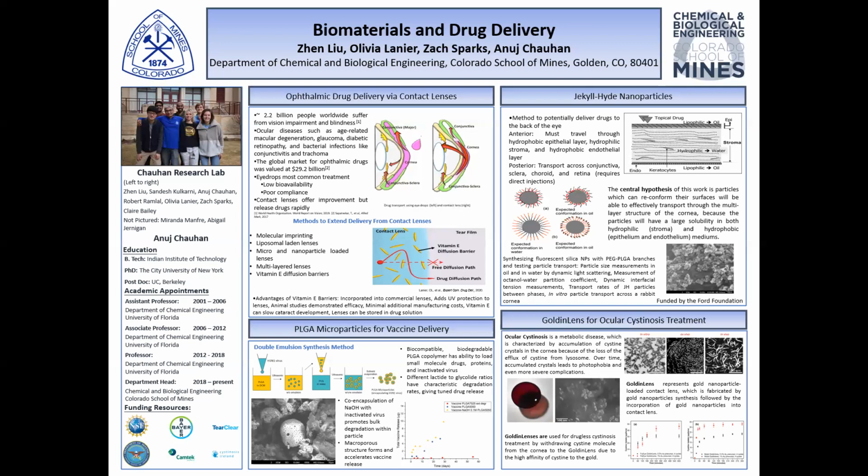At the top right, we see images of the cystine crystals, which start as a few microns and can grow into hundreds of microns. A novel approach for removing the cystine crystals is using gold nanoparticles. The sulfur in the cystine crystals has high affinity for the gold, which allows for adequate binding. The gold nanoparticles can be incorporated into contact lenses, which we call the golden lens.